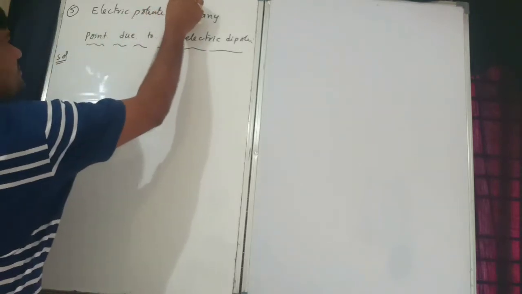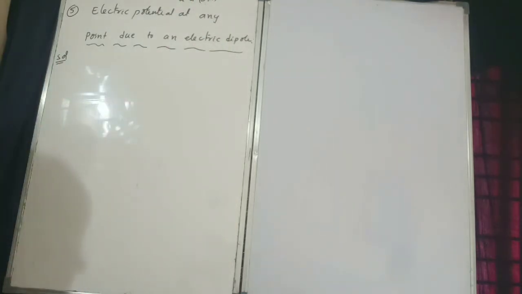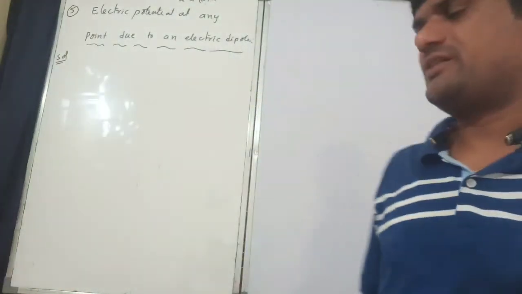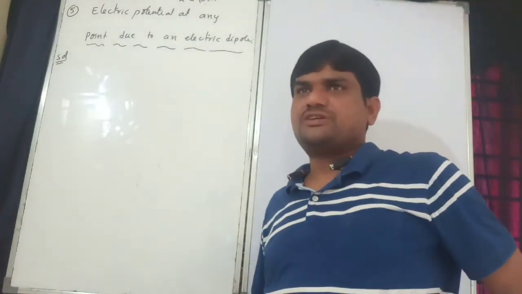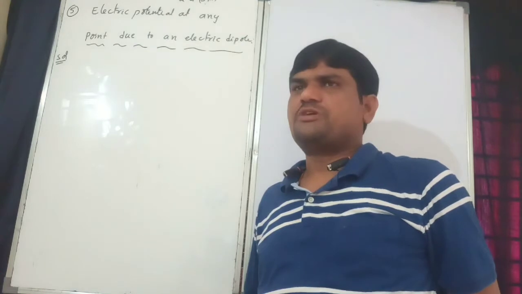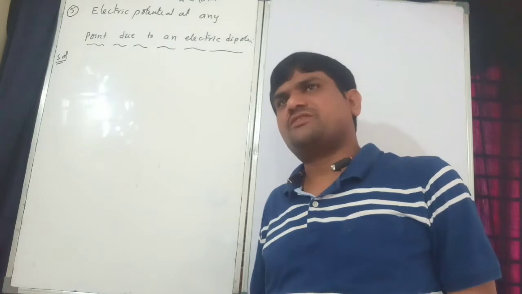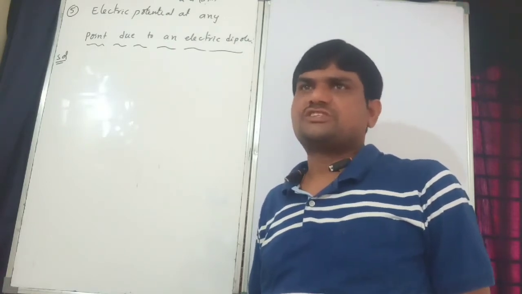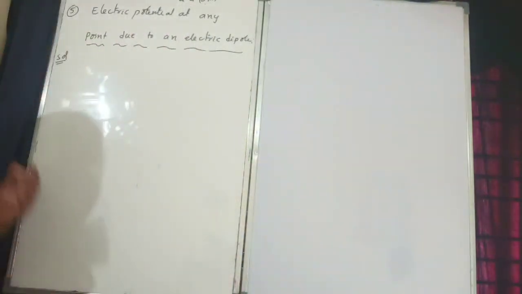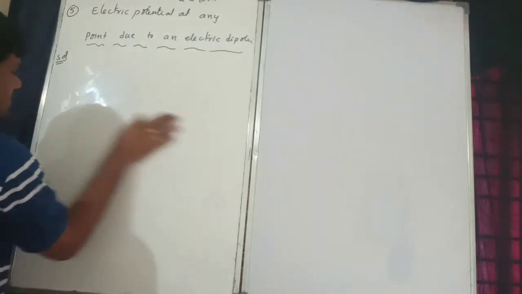So, very important, 5-mark question. Very important 5-mark question. 2 stars I have given. Why? Because still so many important questions are there based on capacitors in the chapter. Mostly they will ask questions based on capacitors and due to point charge, and based on potential energy, 2 systems, 2 charged particles. So based on that they will ask questions, right? So, electric potential at any point due to an electric dipole.